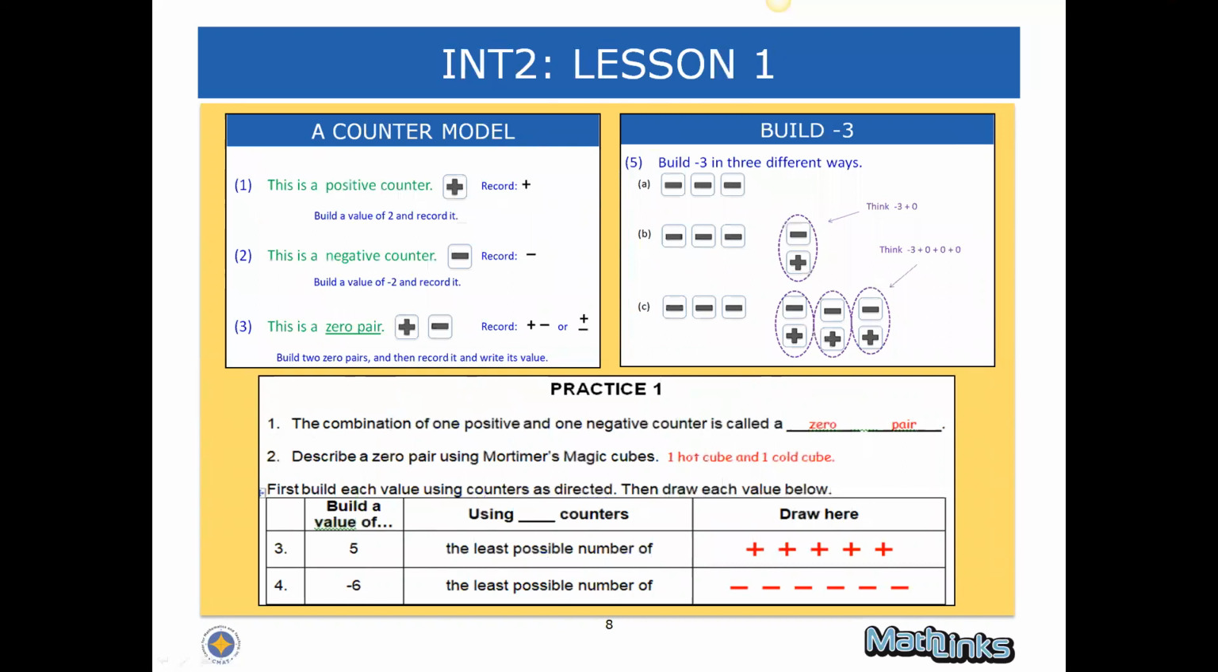The focus of Packet 2 is integer addition and subtraction. Lesson 1 introduces students to a counter model, which is great for visual and tactile learners.